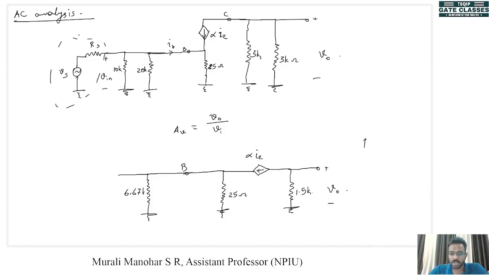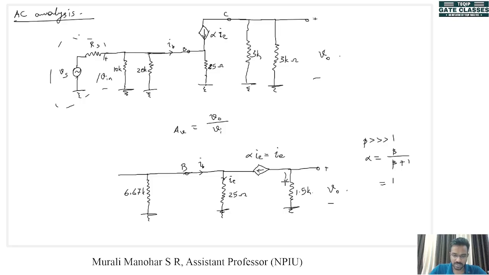Now we know that beta is a very large value. So since beta is very much greater than 1, what will be the value of alpha? Alpha is beta by beta plus 1. Since beta is very large, this becomes equal to 1. So we can write this alpha IE as just IE. Here we have IB, and here we have IE. At the output side, the only current that is flowing is this one, alpha IE.